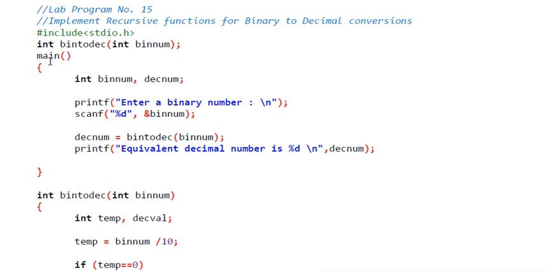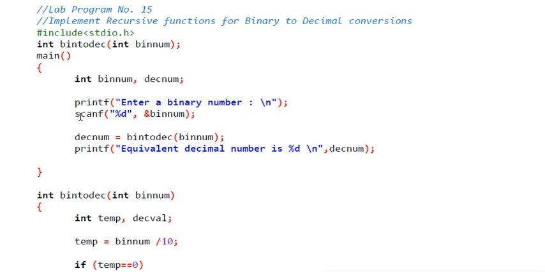Then we start with the main method with a pair of parentheses, an open curly brace and a closing curly brace. This is the start of the program and this is the end of the program. We have two variables declared here. One is binary number, binnum, and the other is decimal number, decnum. Both are integer type, and we will prompt the user to enter a binary number first.